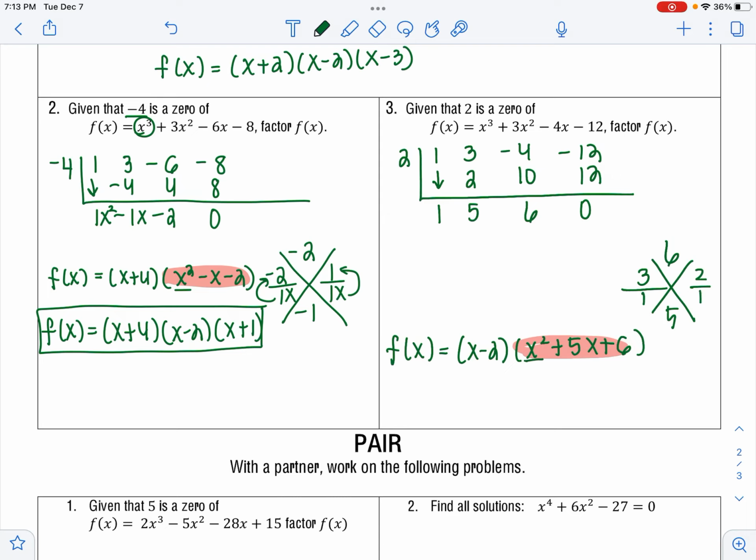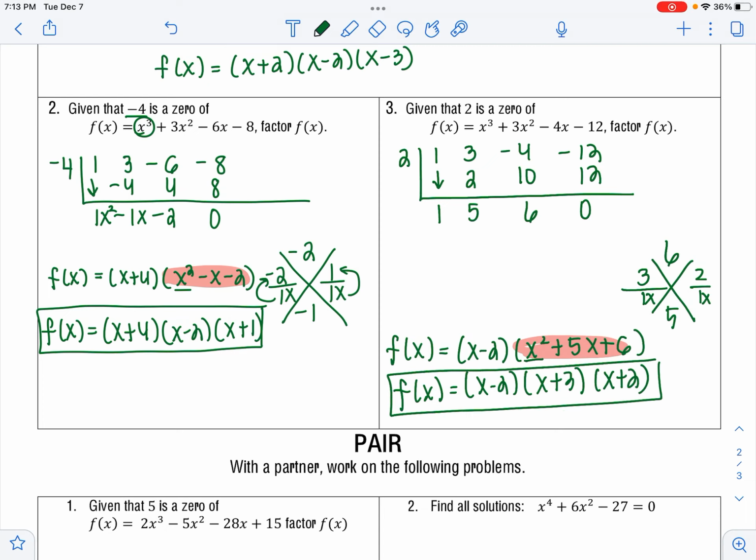My leading coefficient is a 1. This is an x squared, so this is an x and an x. So I have f of x equals x minus 2 times x plus 3 times x plus 2. And now you're completely factored. Go ahead and try those.